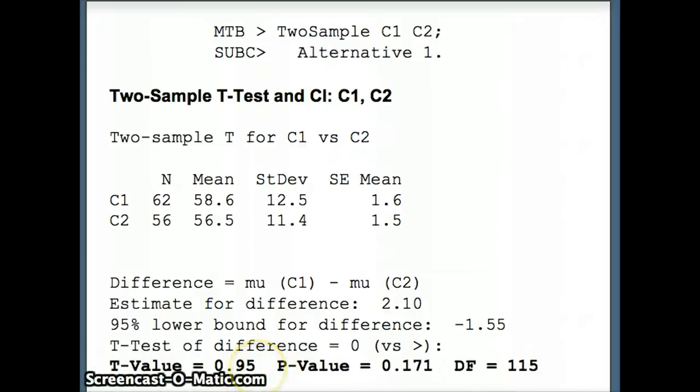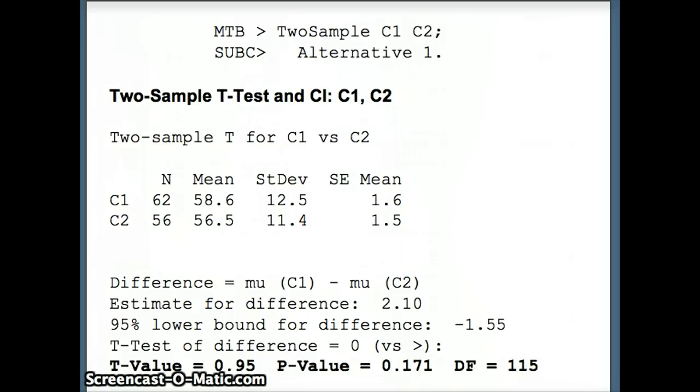T-value of 0.95, that doesn't sound like a very extreme test statistic for T. P-value of 0.171, that tells us it's not extreme. And a degrees of freedom of 115, quite a large number of degrees of freedom. So assuming H0 is true, the probability of getting samples like this just by random chance, like this or worse in a sense, is 0.171, which is fairly high, which means it's reasonable for us to think that H0 may have been true. We can't be sure.